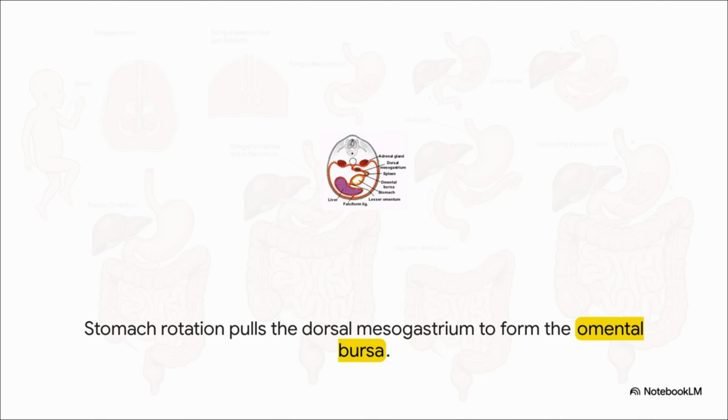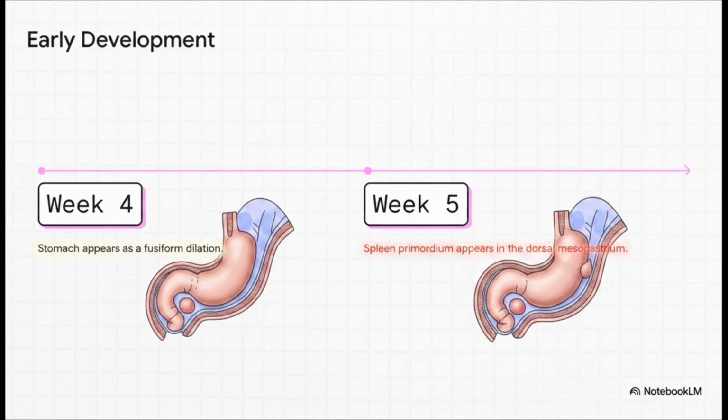This massive sweeping motion hollows out a brand new hidden space right behind the stomach. This isolated pocket is the omental bursa, otherwise known as the lesser peritoneal sac. And simultaneously, this same rotation pulls the ventral mesogastrium to the right. It's all connected. Let's ground this in a quick timeline so we don't get lost.